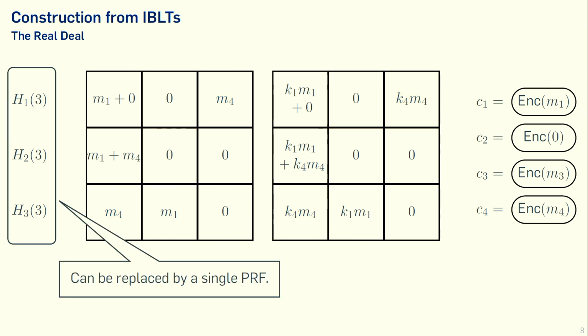And if we want to actually send this as an encoding of our ciphertext, we have to think about all the other things that we need to send. Basically, what we need to send are these two matrices, a description of the PRP, which is just the PRP key, but also these hash functions. But these hash functions can just be replaced by a single PRF, so this is also not a problem.